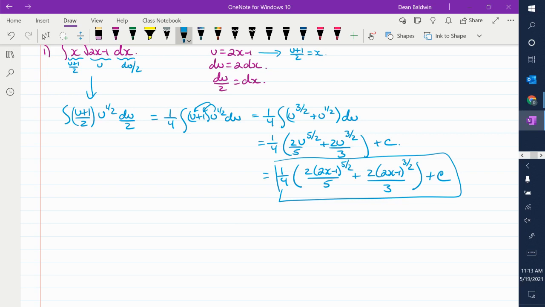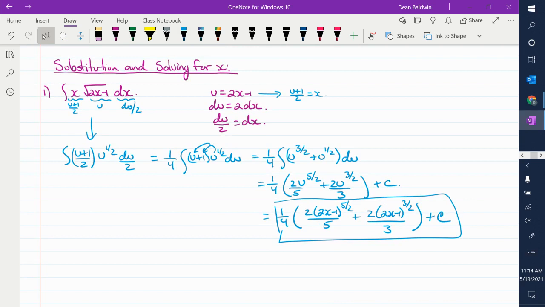Okay? So when you see one where the degrees are the same, it probably means you're going to have to solve for x and sub that in as well. Okay? All right, let's do one of these with substitution, or with a definite integral.